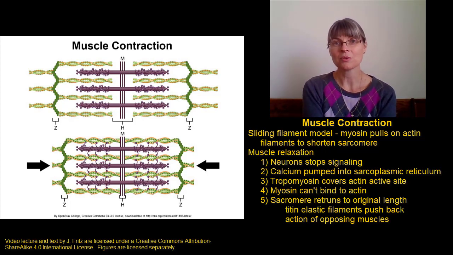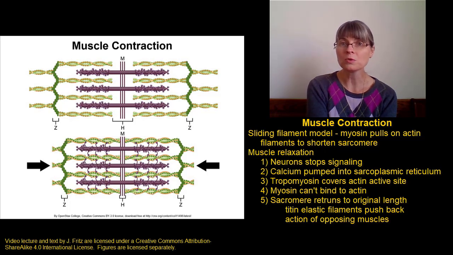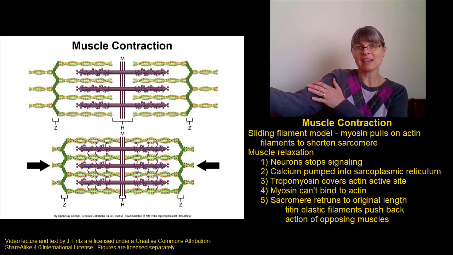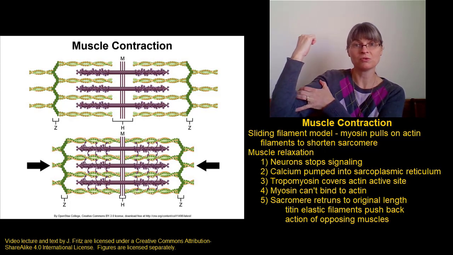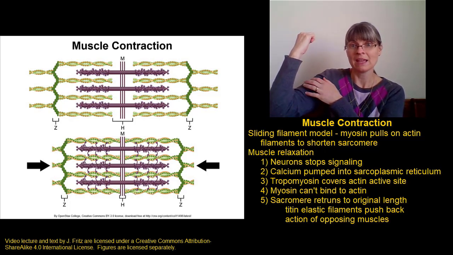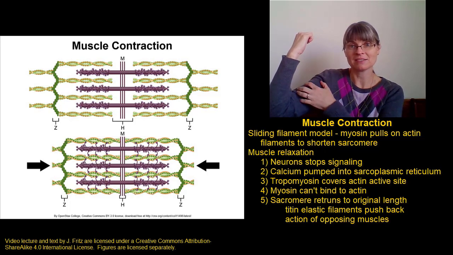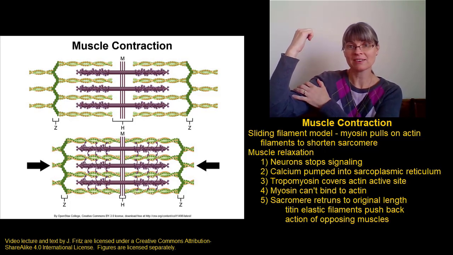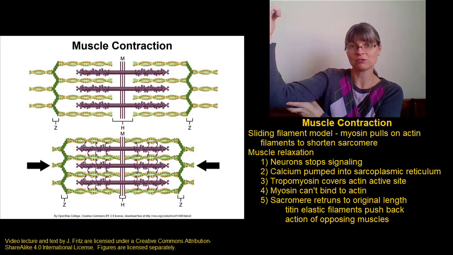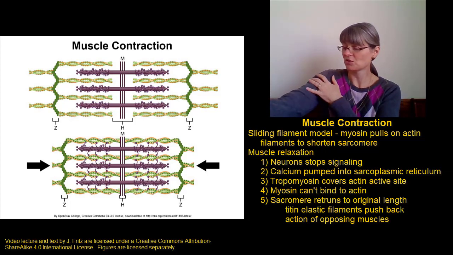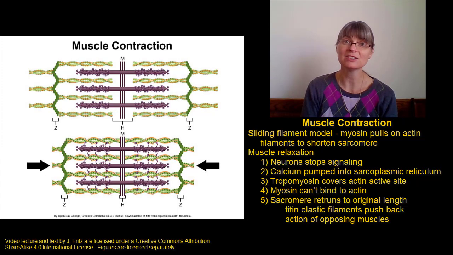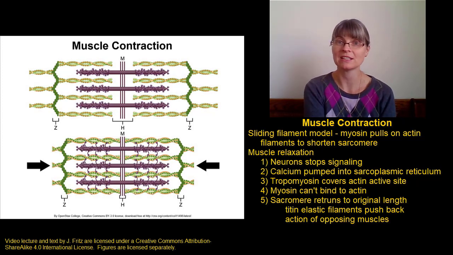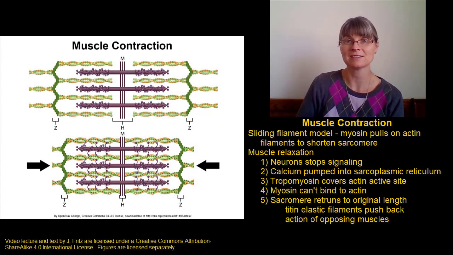This is often also helped by the action of opposing muscles. So let's say I contracted my biceps brachii muscle in order to flex my forearm. That's contracting the biceps. When I relax that contraction, I can use action from the triceps muscle to then help stretch my biceps muscle back to its original length, in addition to the action of the titin and other structures inside the muscle.